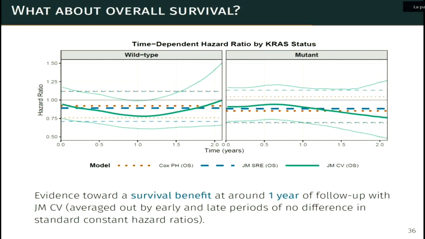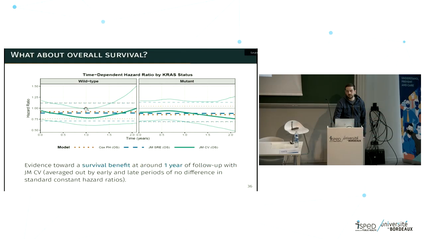Interestingly, the time-dependent hazard ratio here with the joint model shows some evidence toward the survival benefit. It even crossed the significant line at 0.05. I wouldn't consider this as a statistically significant difference. And you shouldn't, unless your name is Fisher, I guess, but otherwise, this is not good evidence, and we should take it as it is. We just have evidence towards the survival benefit around 1 year of follow-up, okay? And the constant hazard ratio, they average this out.